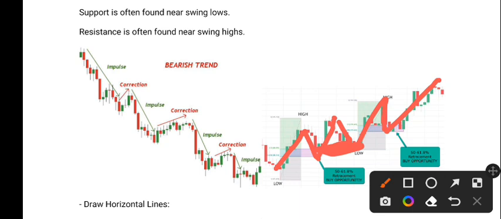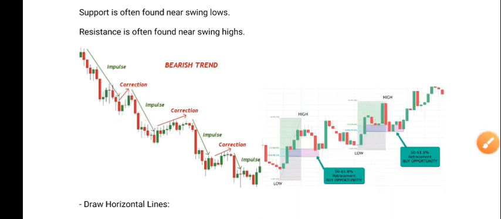And also resistance is found at swing highs. Although it was not given here, you can see it here. This is a swing high, and then the market came here again. So that's how support and resistance are found as swing highs and swing lows.